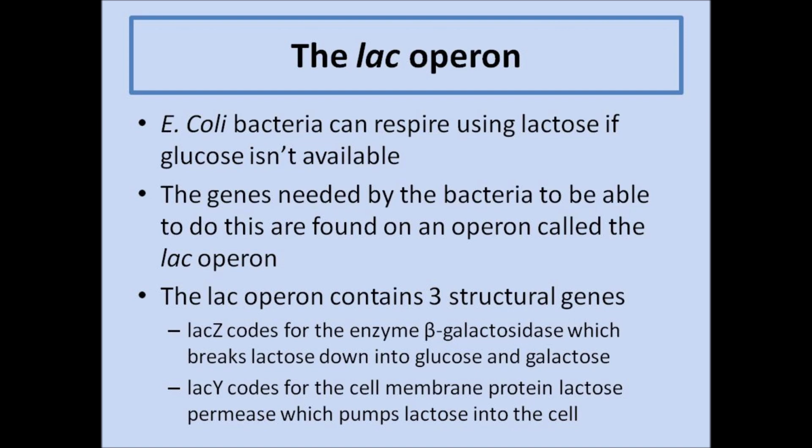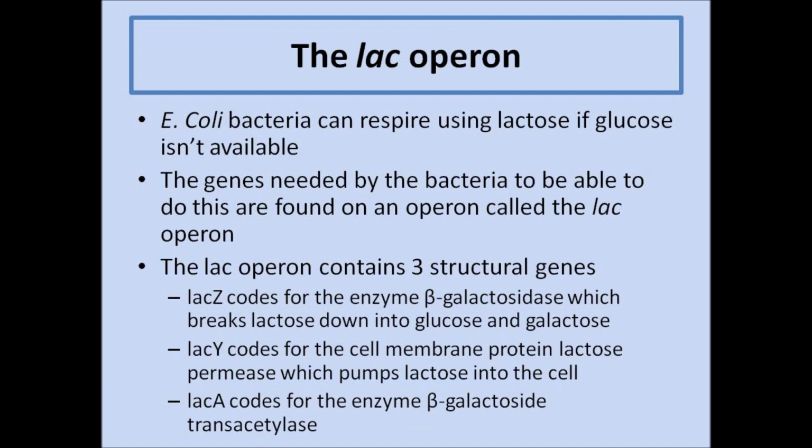And the final structural gene is called Lac A. Now less is known about this protein and the kind of function of it. We know that it codes for the enzyme beta-galactoside transacetylase. That enzyme transfers the chemical group acetyl to lactose, but how that helps with the breakdown of lactose is not fully understood. So you need to know that there's 3 structural genes, Lac Z, Lac Y, Lac A, but Lac Z and Lac Y are definitely the important ones in terms of the breakdown of lactose to allow the E. coli bacteria to respire using it. The 3 structural genes on the Lac Operon are only transcribed into mRNA when lactose is present.